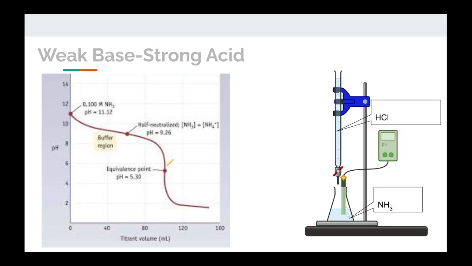And then when you get to the equivalence point, your pH is going to be below 7 because now you have used up all of the weak base, and the only thing that's in your solution at the equivalence point is the conjugate acid, so it's a weak acid solution. Then after that, it becomes a strong acid as the added H plus is just going to be dominating the pH situation.